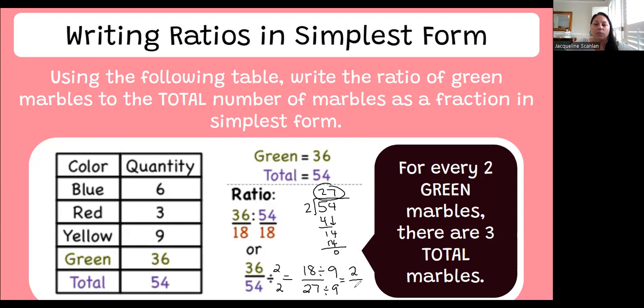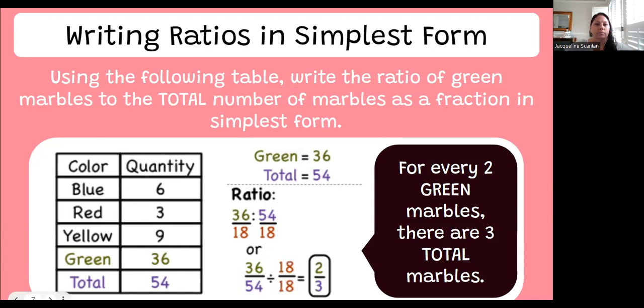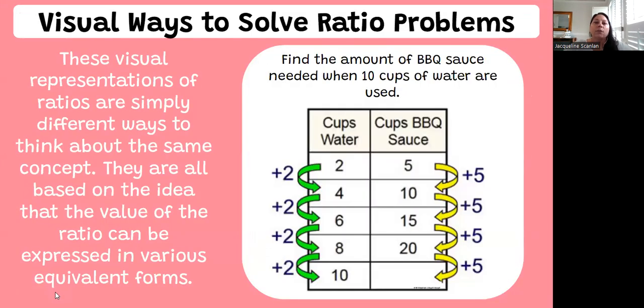In any case, I'd end up with 2 over 3. Okay, so again, that ratio represents the comparison of the number of green marbles, which is 2, to the total number of marbles, which is 3. There are other ways that we can solve ratio problems.